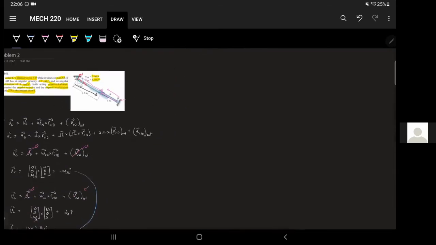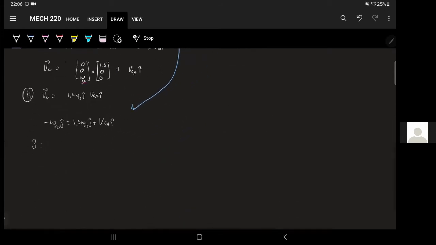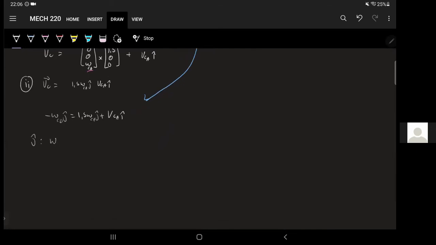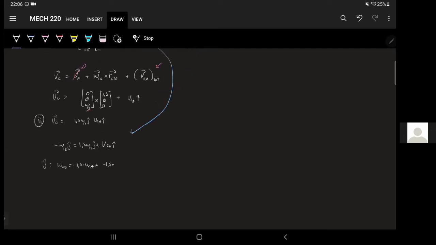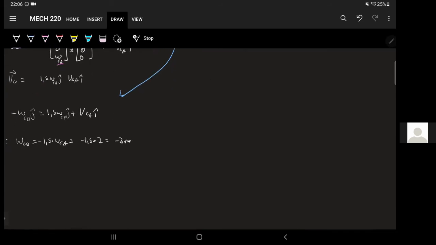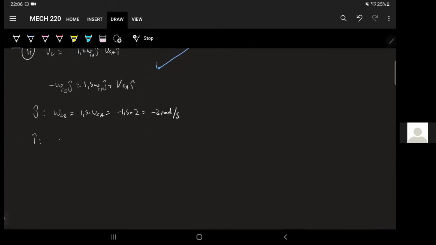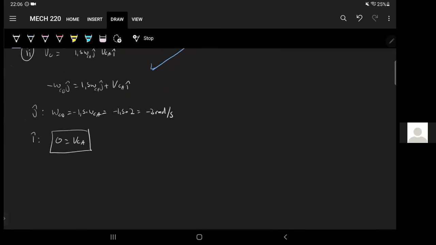So the one that's given is WAV, which is the same as WAC in my case. So I want to know what WCD is, which is minus 1.5 times WCA, which is minus 1.5 times 2 radians per second, which is minus 3 radians per second. And if we equate the I, we know that 0 equals VCA, which is also helpful.